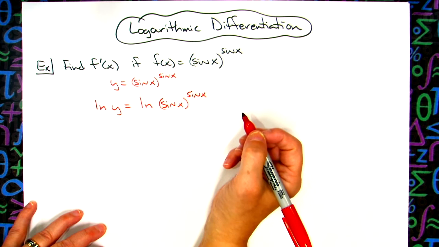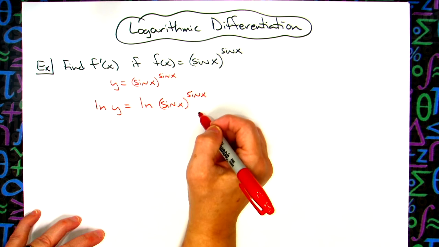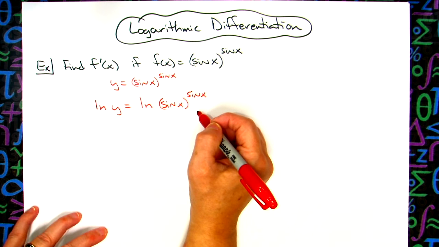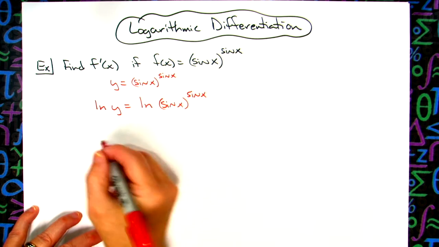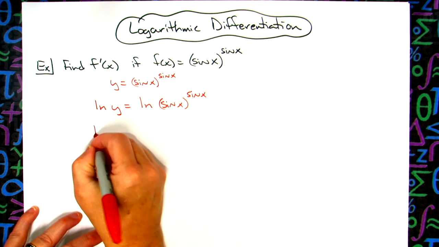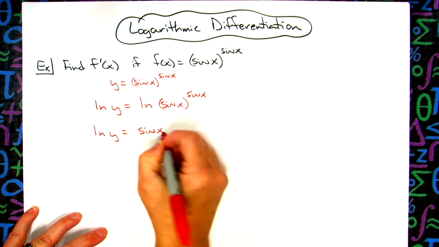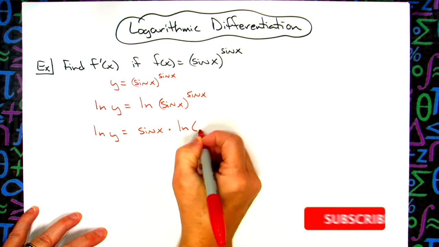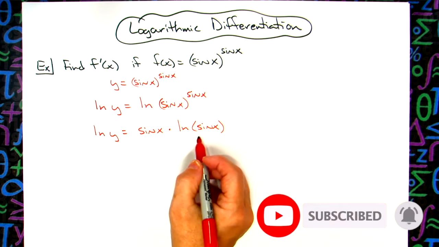Now, the whole point of using logarithmic differentiation is to simplify this so the derivative is a little bit easier. So we're going to apply our log rules. We're going to take that sine x and jump it down in front. So then I'm going to have natural log of y equals sine x times the natural log of sine x.